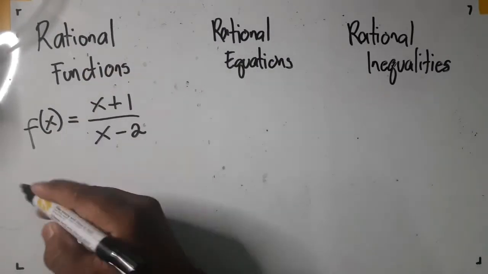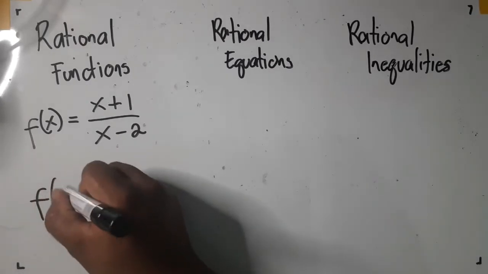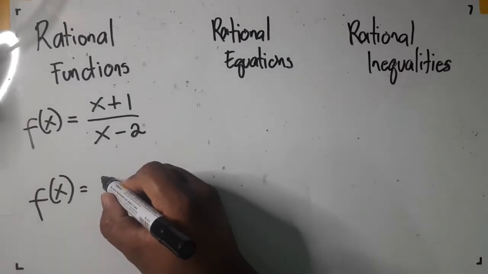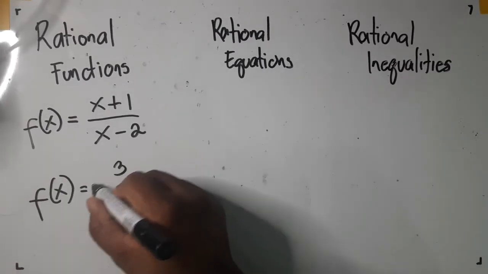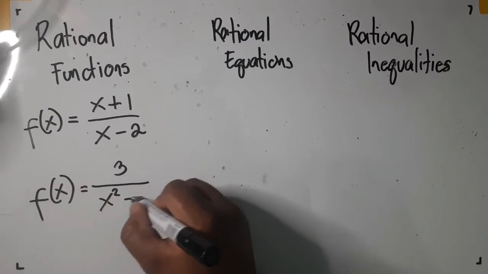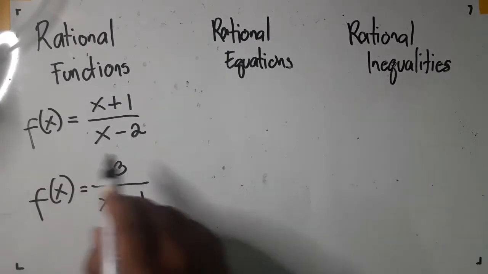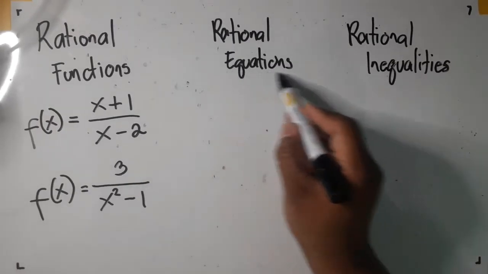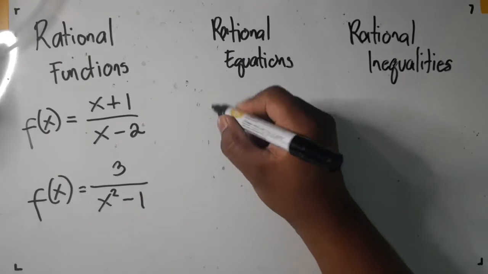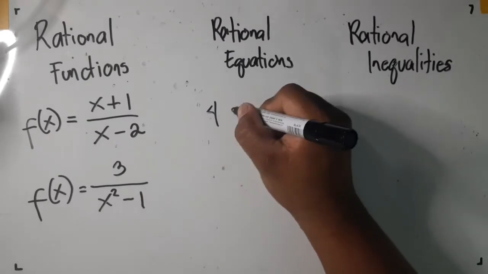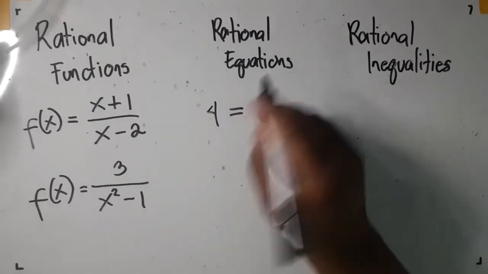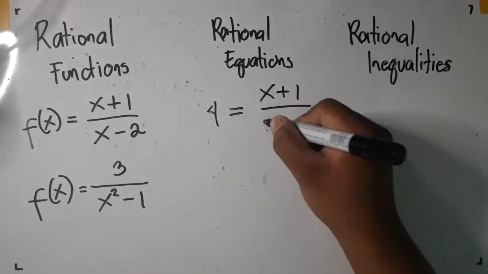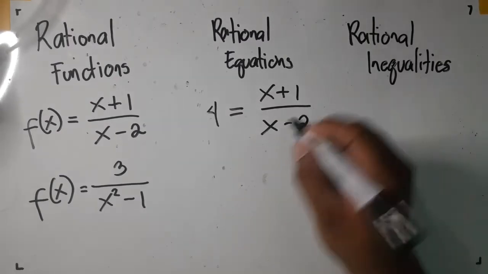Okay, so this is an example. Another example is f of x equals 3 over x squared minus 1. As you notice, there is a variable x in the denominator and it is named after f. So when we say rational equations, in equations we see an equal sign. For example, 4 equals x plus 1 over x minus 2.